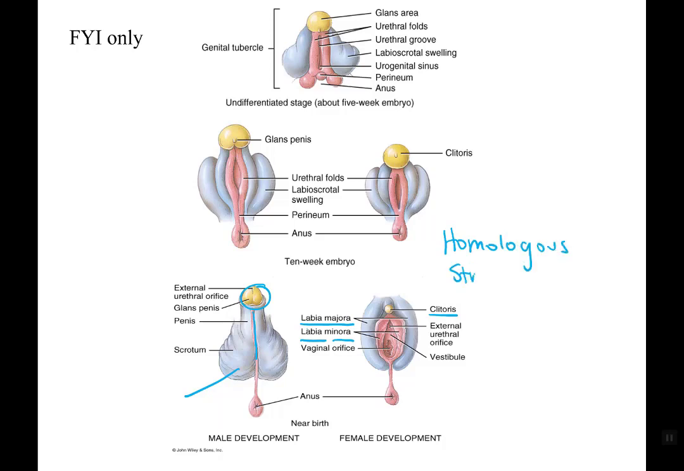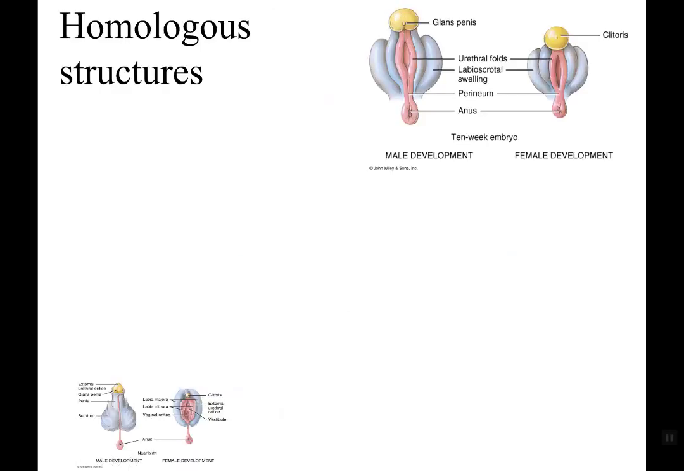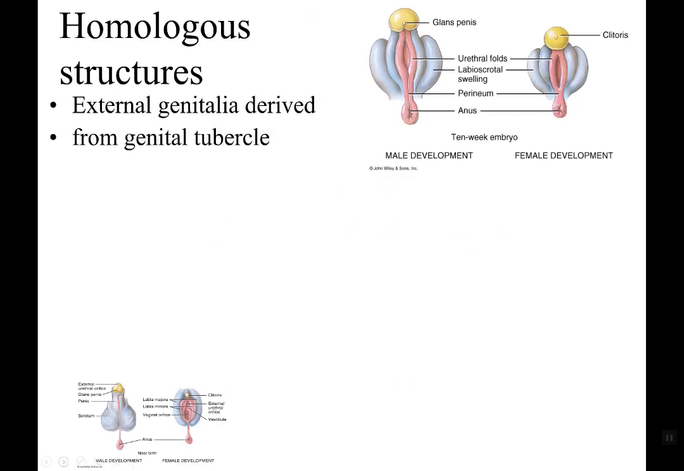homologous structures, meaning that they are developmentally derived from the same starting material. It is only hormonal and developmental regulation which makes them appear different in a fully developed human. So that brings me to homologous structures in general. This is just a summary slide saying everything's derived from the genital tubercle.